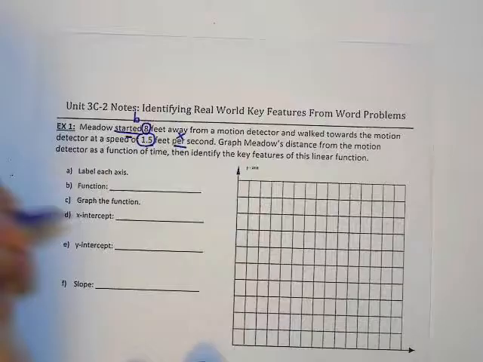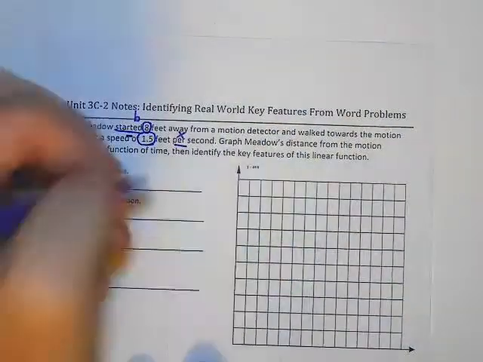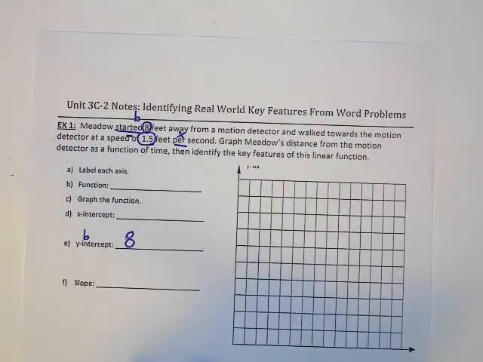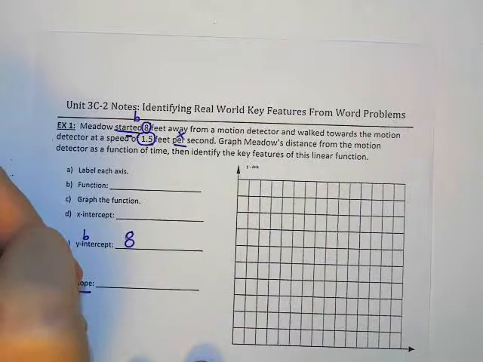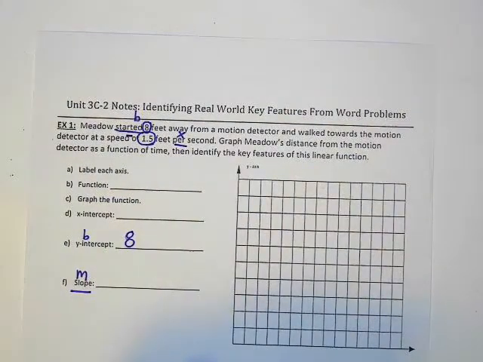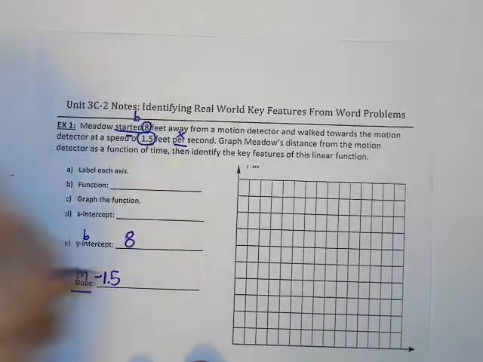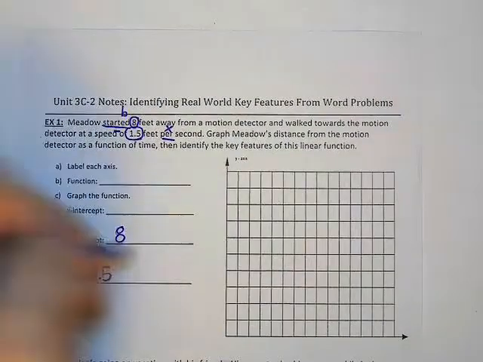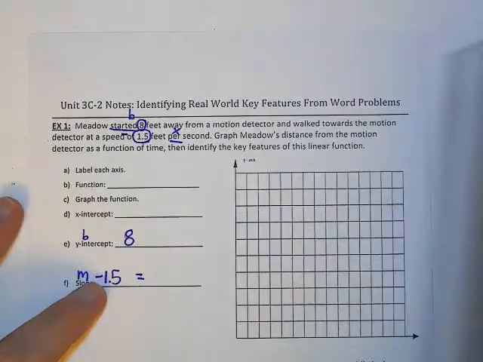Y-intercept. What letter stands for y-intercept? B. What is my B? A positive 8. Okay, slope. That's my M. What's my slope here? Negative 1.5. And how do I write that as a fraction? Because it's slope.